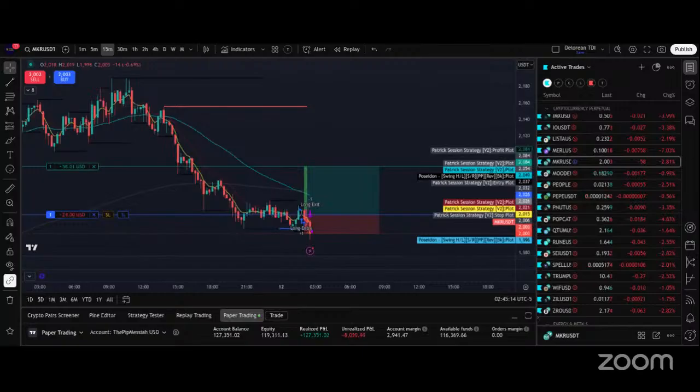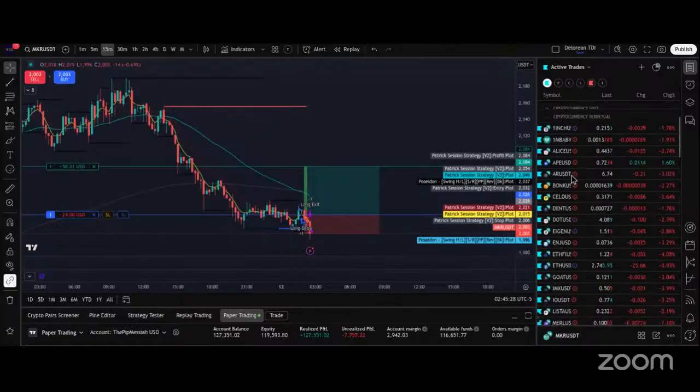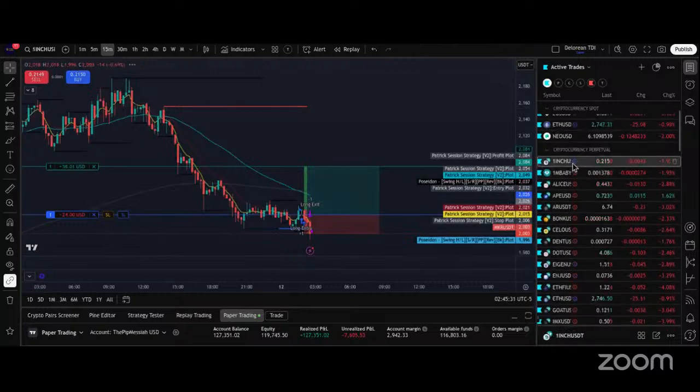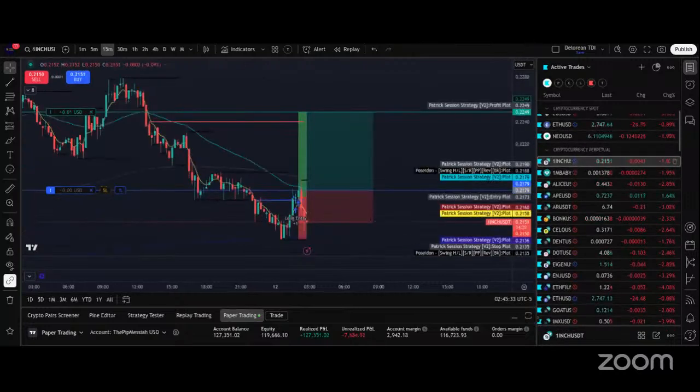So 397 plus 273, 670. It brings it down to 59.25. I believe the other one we called was 1inch. Did it do the same thing? Yes. So we're 0 for 4 tonight so far.